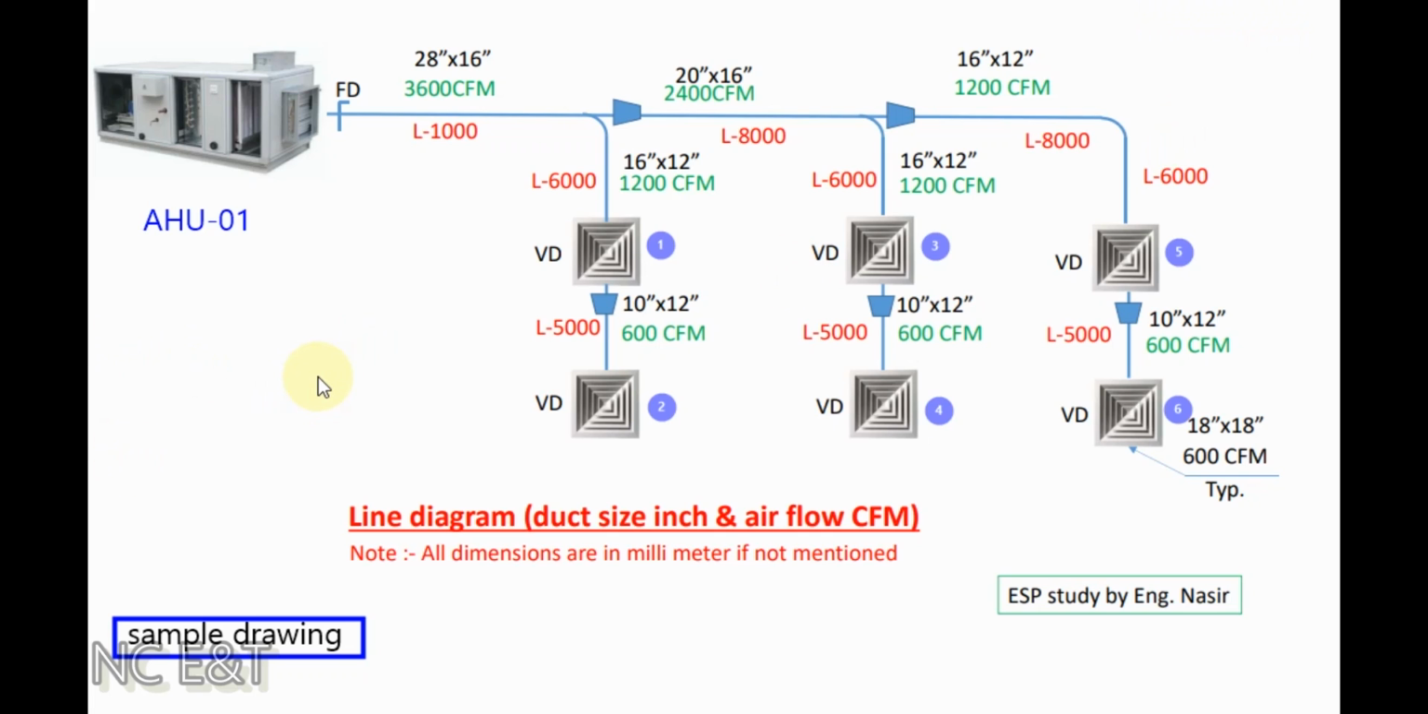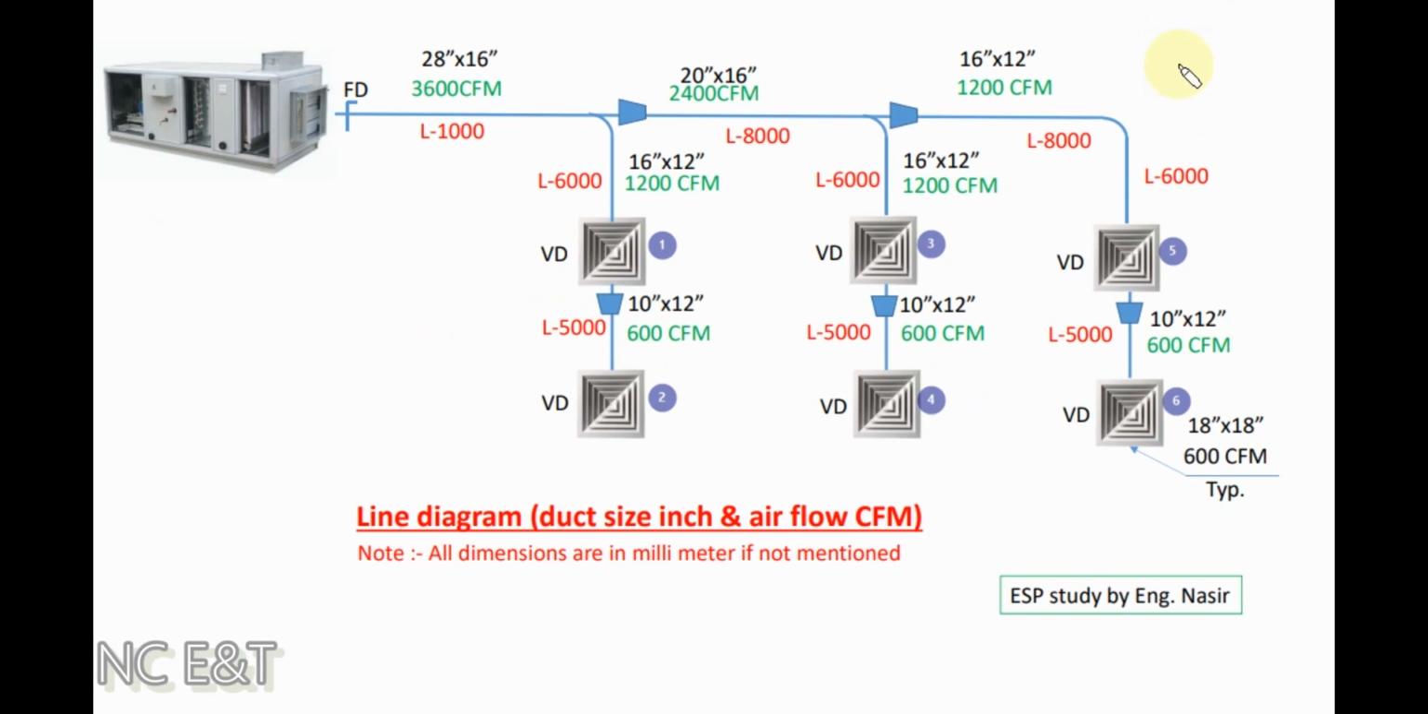In this drawing, HU01 is supplying 3600 CFM of air inside a room that is distributed through 6 diffusers having tag numbers 1, 2, 3, 4, 5 and 6. First of all, we will select the longest or critical path of the duct. That is, in our case, it will start from the HU and go up to the last diffuser, which has tag number 6.